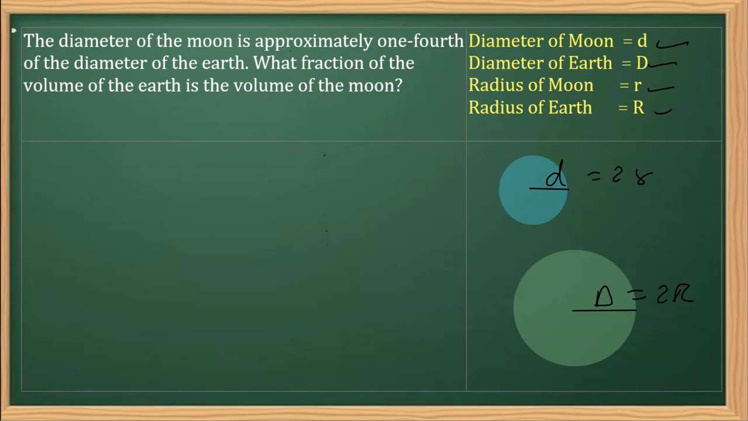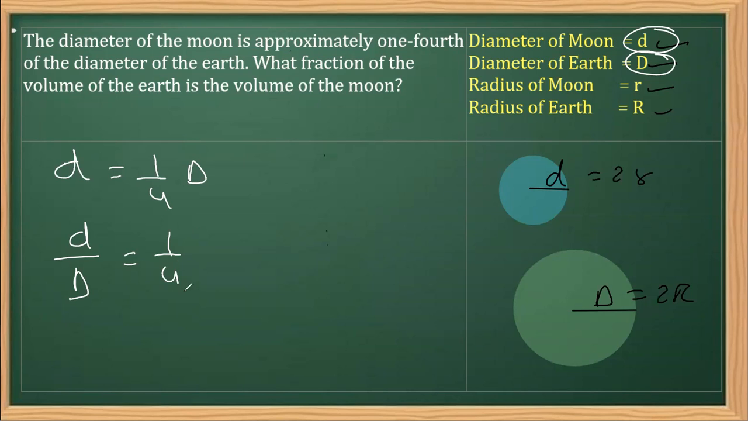Now let's write down the relation symbolically. First of all, we can say that the diameter of the moon, which I'm saying with small d, is equal to 1/4 the diameter of the earth, that is capital D. As you can see, we have to find the fraction, that means the ratio. So what we can do is obtain the ratio from the beginning. Transposing this capital D to the left, we'll get this.